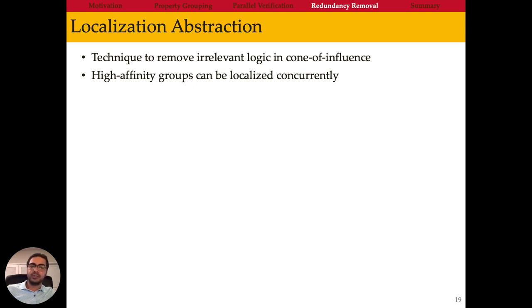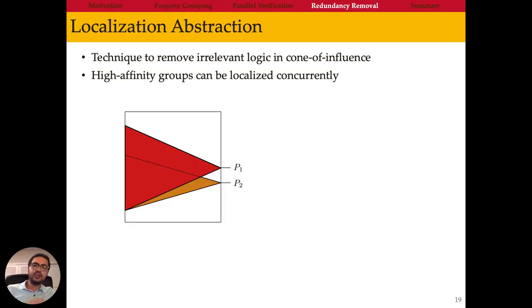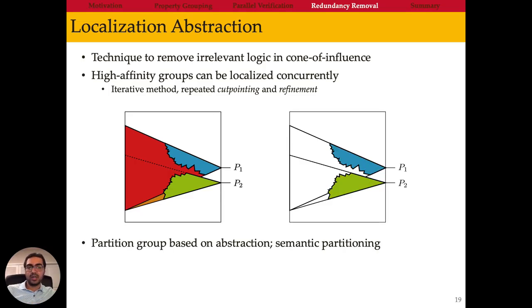Property grouping enables concurrent localization of high-affinity properties without risking vastly disjoint cone of influence logic that may be difficult to prove. Given two properties, P1 and P2 in a high-affinity group, localization learns the abstract design information required to prove the two properties. For maximum scalability, a localization engine may optionally choose to semantically partition the high-affinity group based on differences in the cone of influence of the two properties P1 and P2 with respect to the abstract design learned using localization.